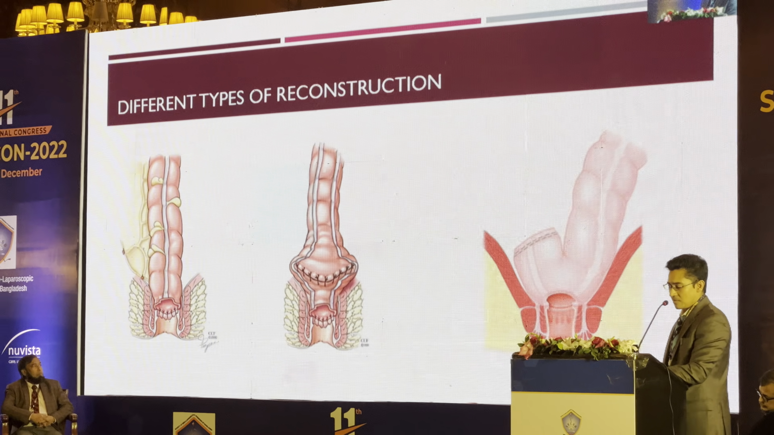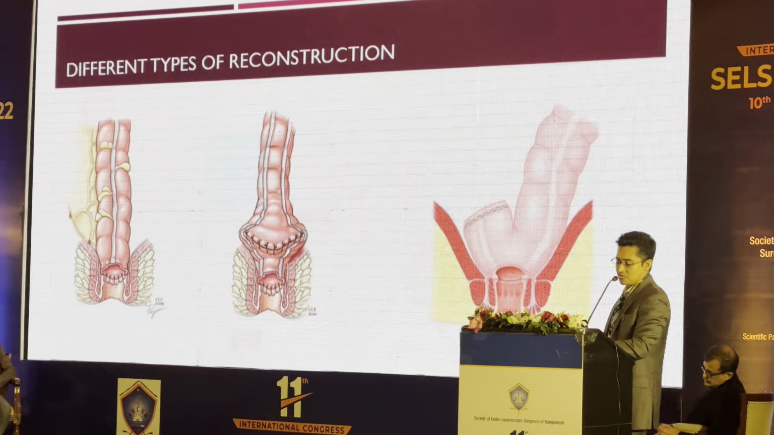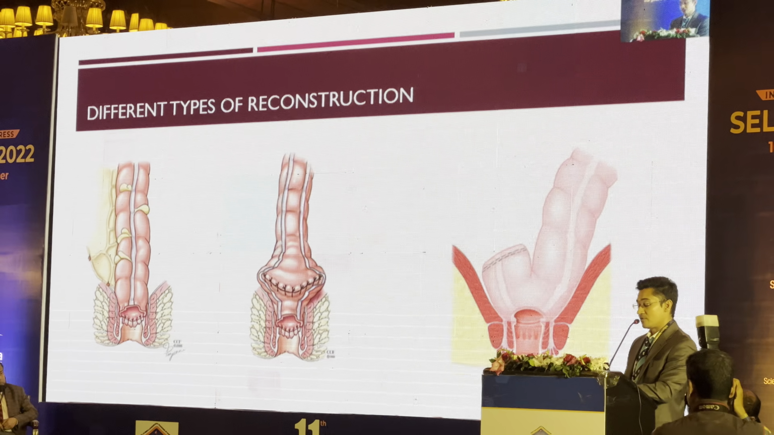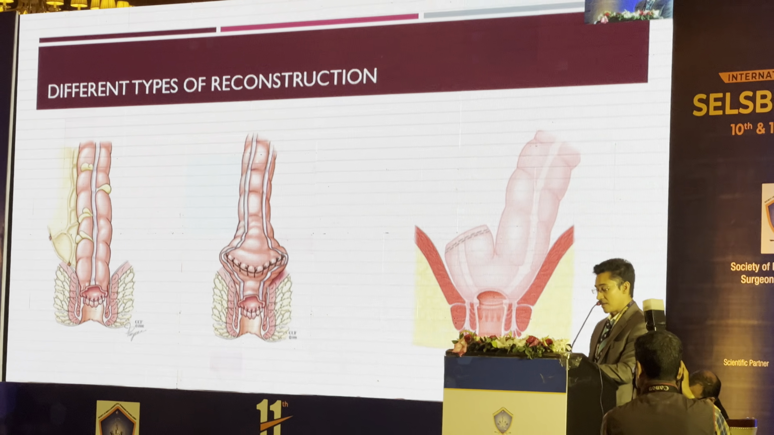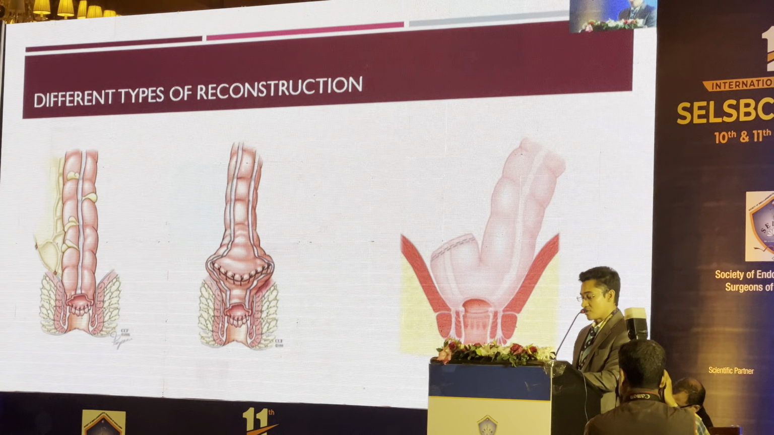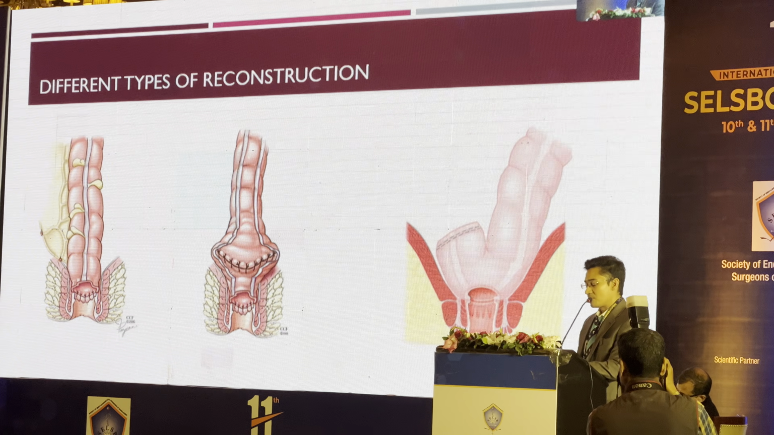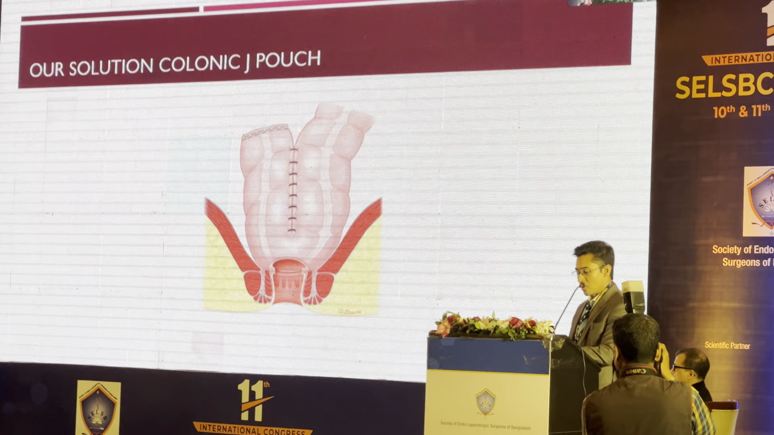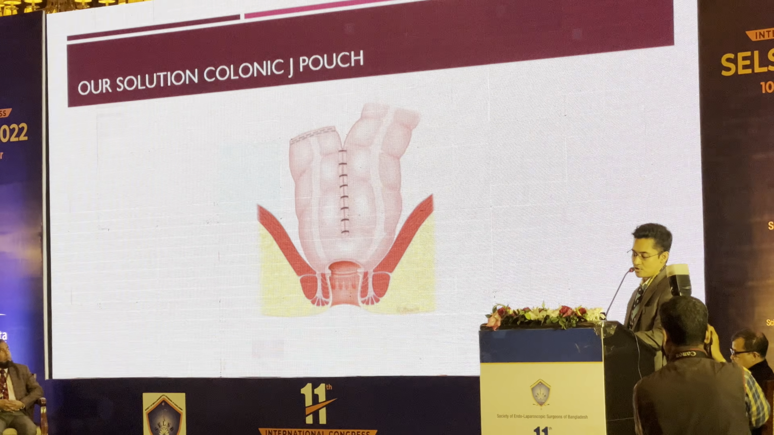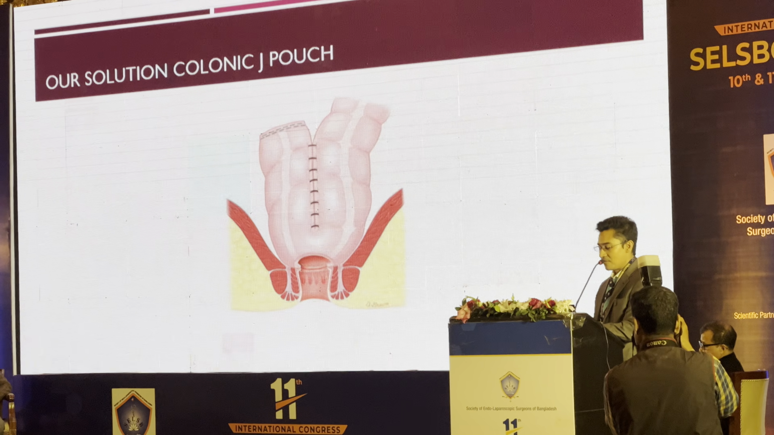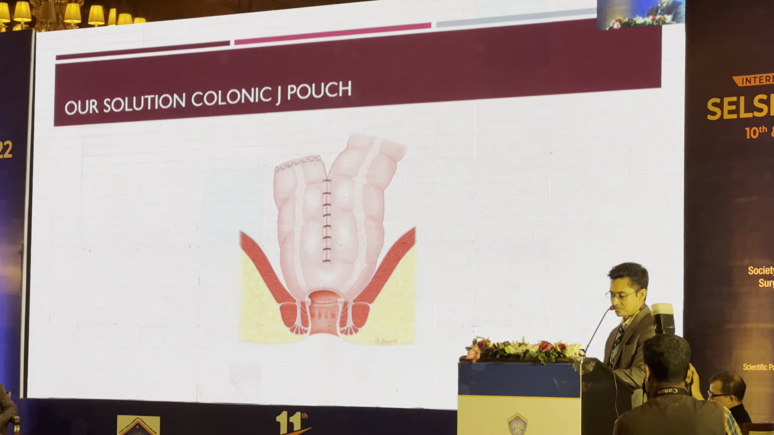So many different varieties of reconstruction have been tried, like the coloplasty, which solves the problem of volume but does not solve the problem of blood supply. Again, the end-to-side anastomosis, which solves the problem of vascularity but not the problem of volume. There is only one solution to this, that is the J-pouch, which solves both problems. It increases the volume as well as the vascularity of the anastomotic site.